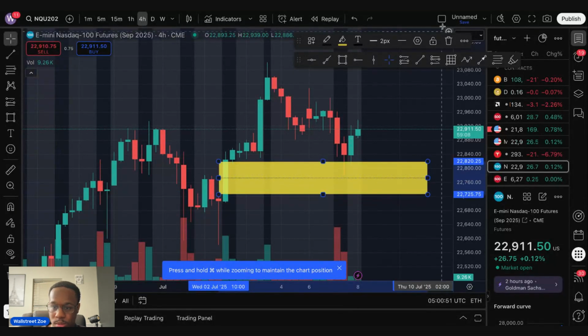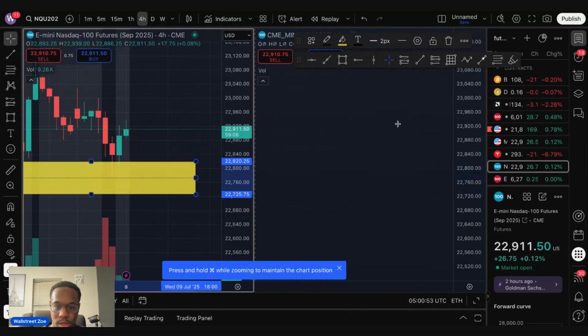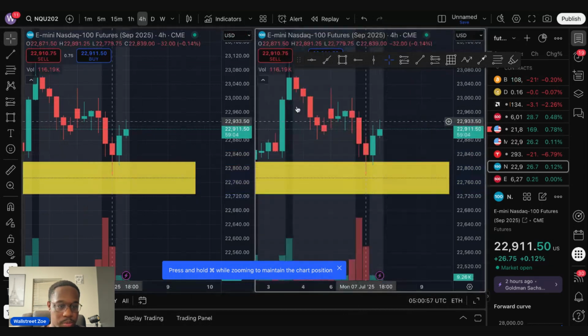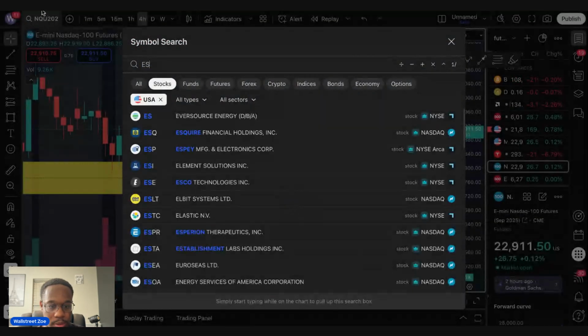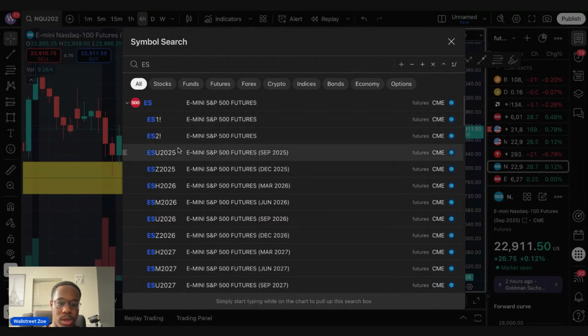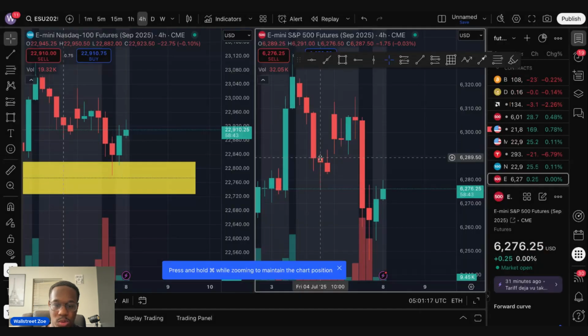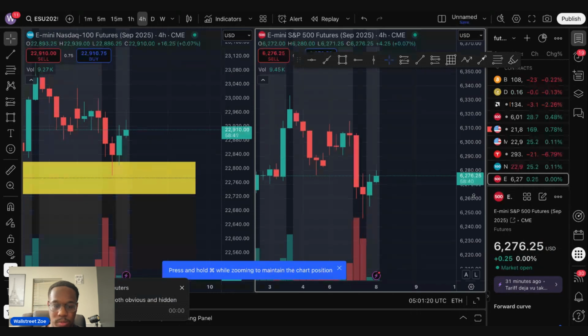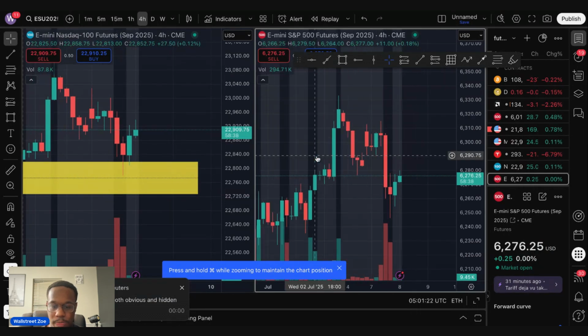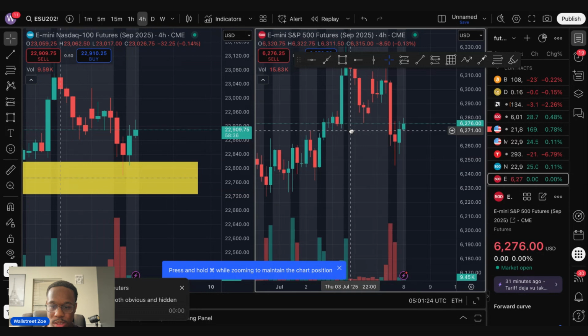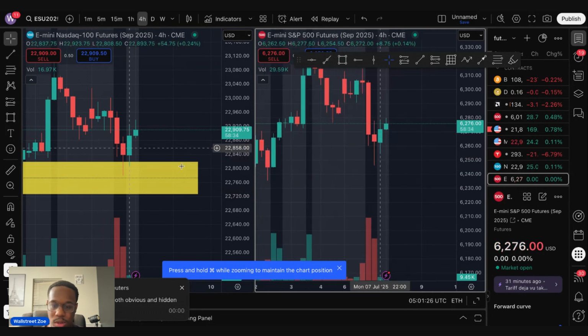Let's pull up two charts. That way I can have ES right beside it, because if you know anything about trading, you might know about SMT, smart money. It's basically divergence, where one asset is doing one thing and the other asset doesn't do the same thing. So that's what we want to look for. Usually you look at both of these to see if it's correlating.